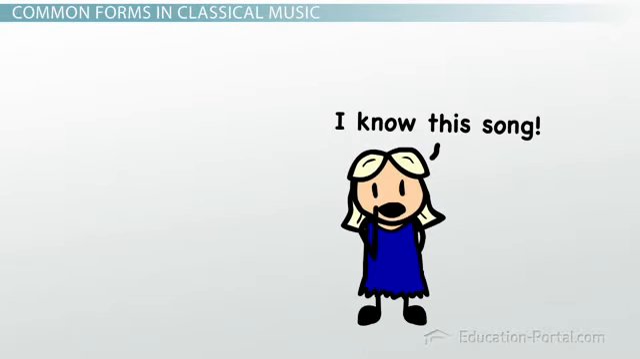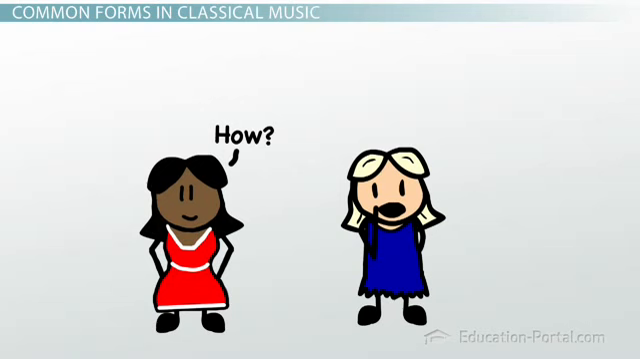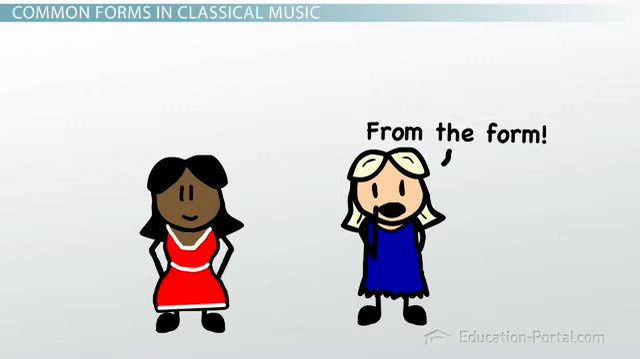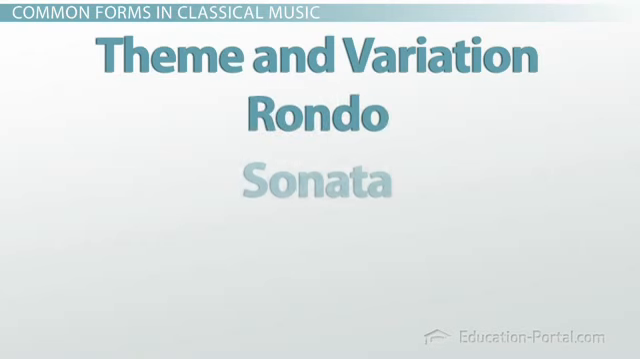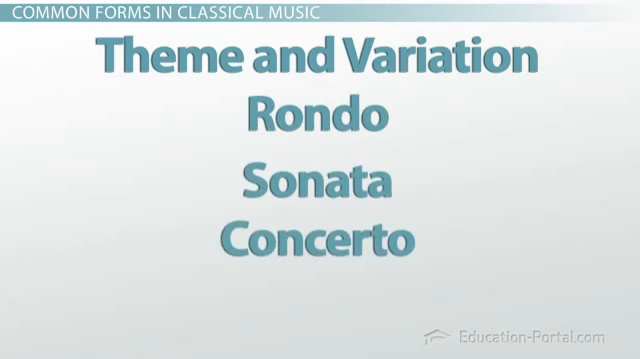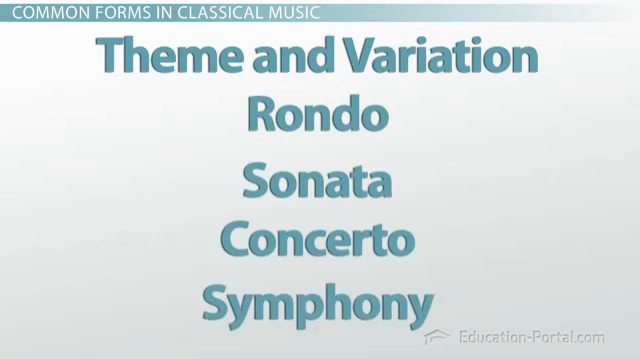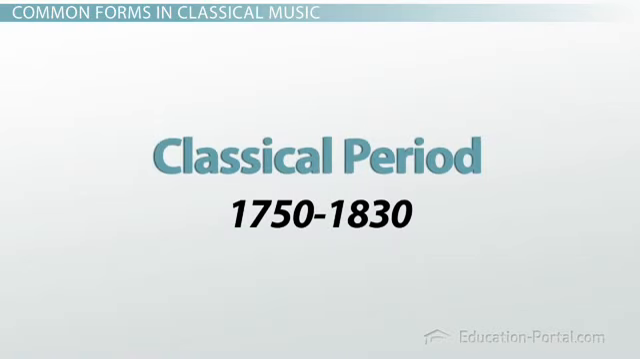Some forms have become so common that they are a way to identify a type of song. This is particularly the case in classical music, where many songs are named or referred to by their form. Some examples are the theme and variation, the rondo, the sonata, the concerto, and the symphony. Many of these became popular during the classical period and have had continued use ever since.